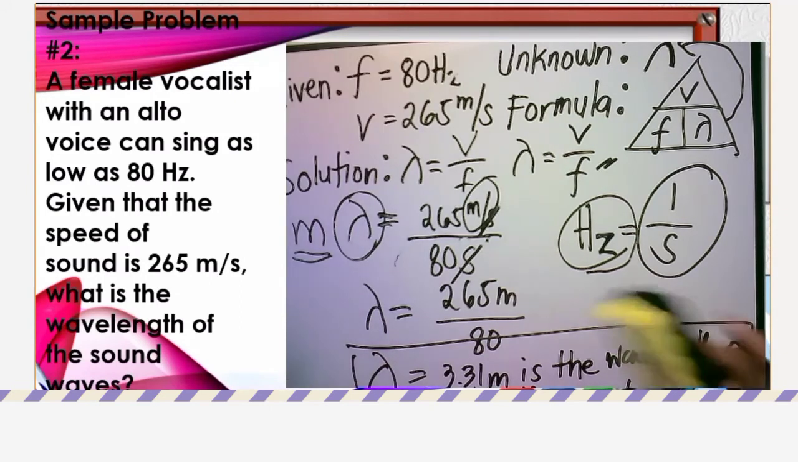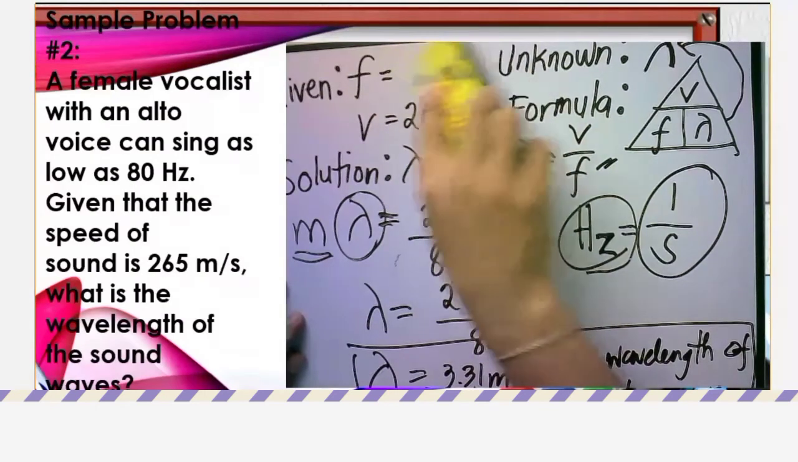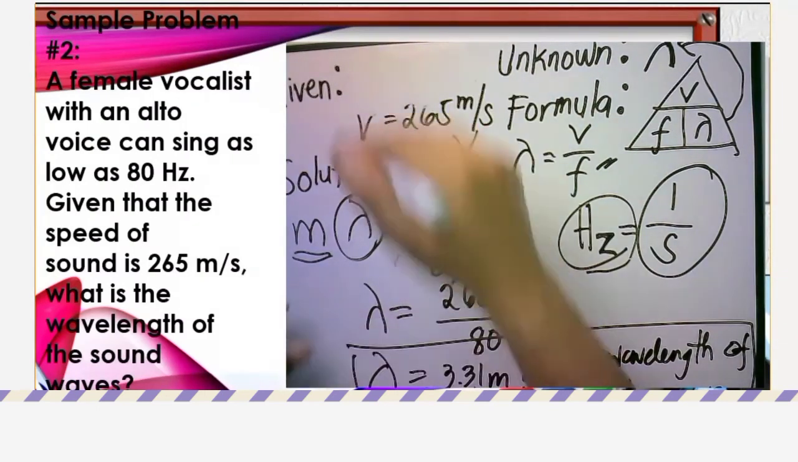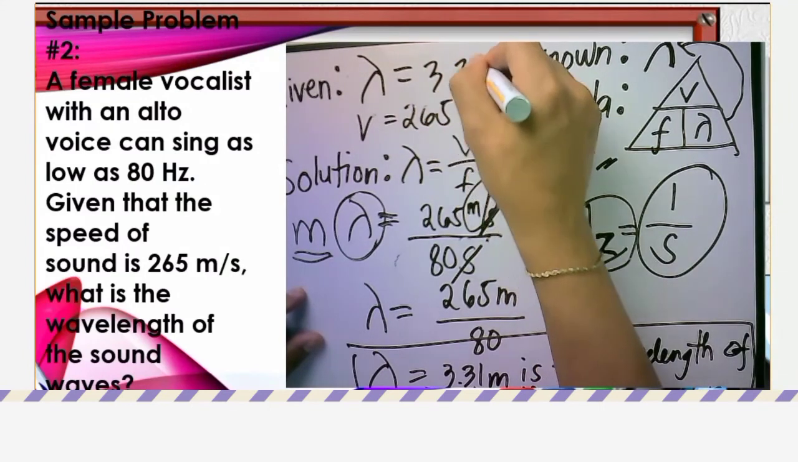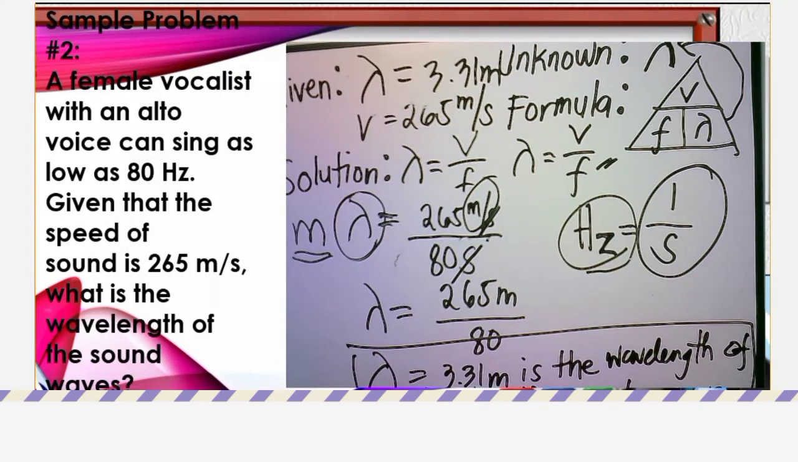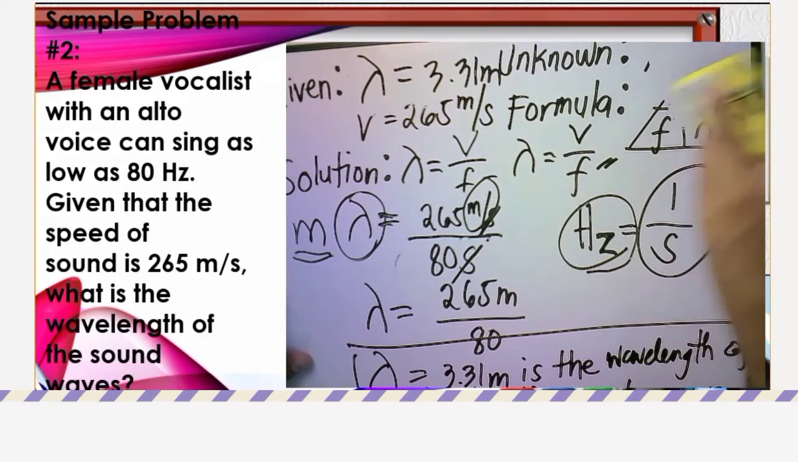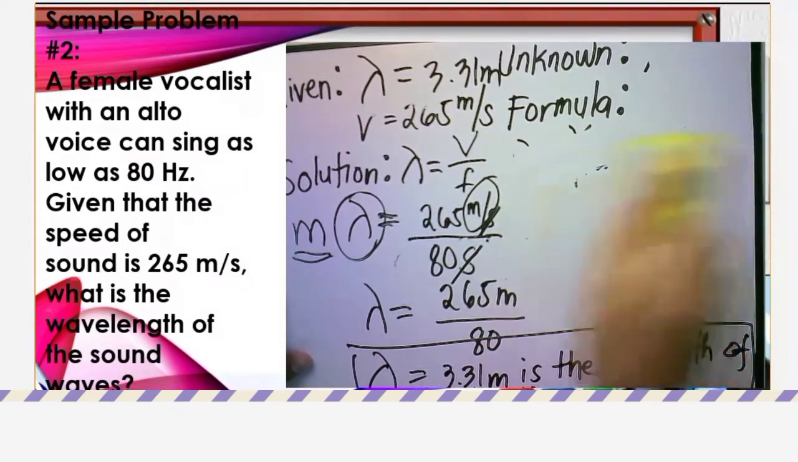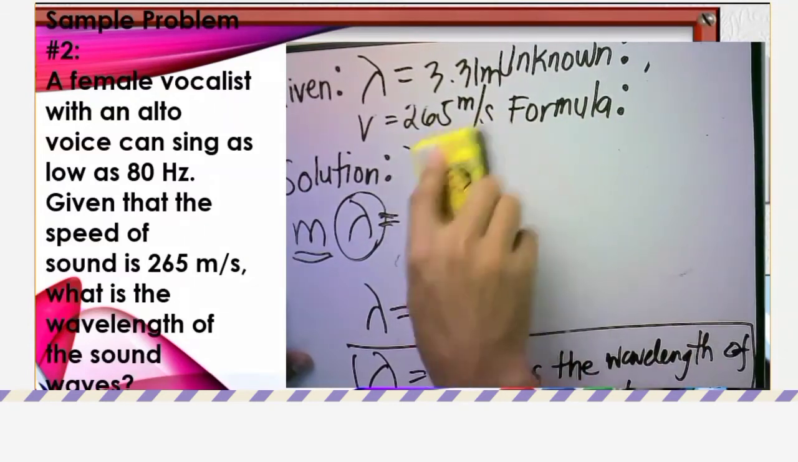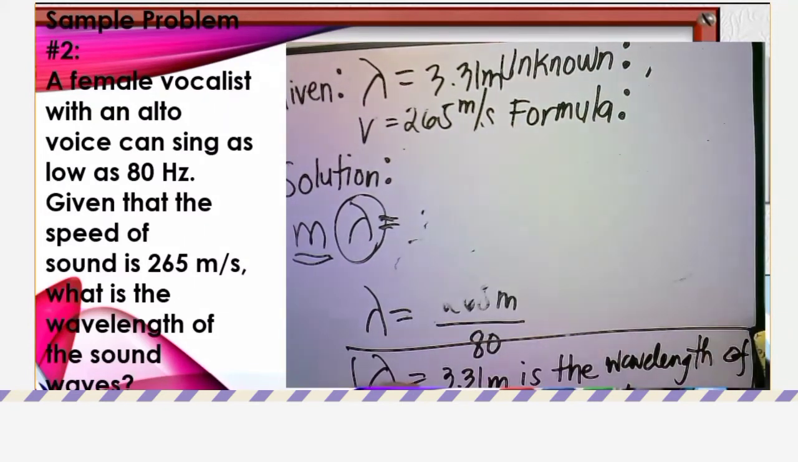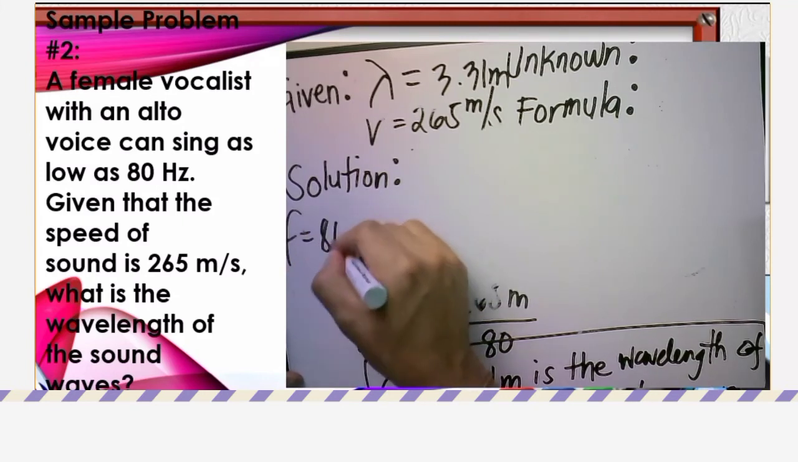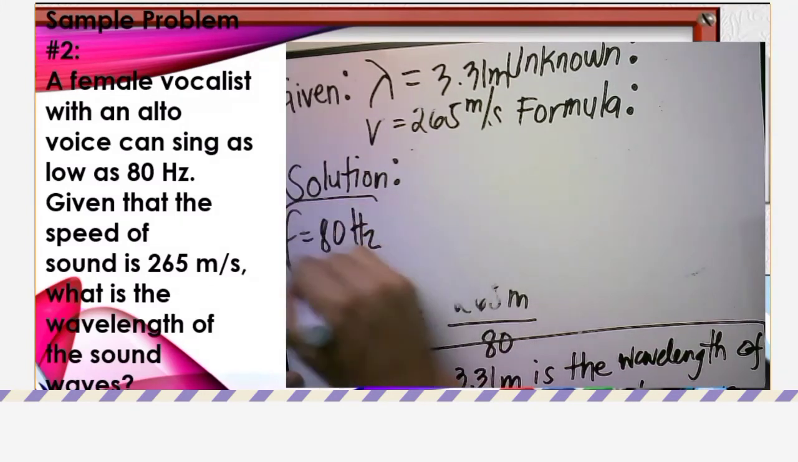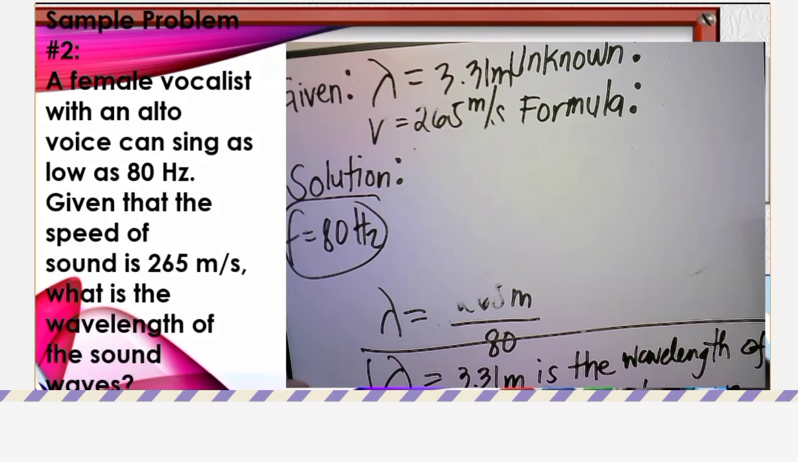So, let us change. We have the lambda, which is 3.31 meters. And our unknown here, class, let me erase first. Do not forget, our reference here is frequency. We need to get the frequency, which is 80 hertz. Do not forget this. We are checking our answer if it is correct or not.